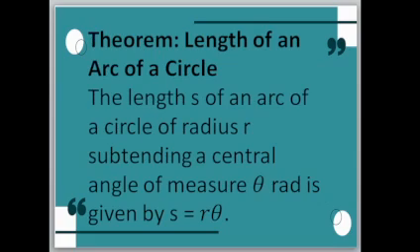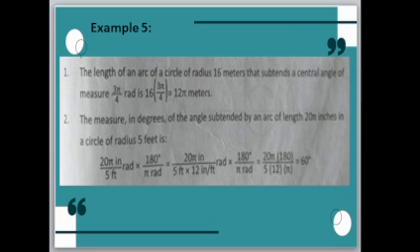We will go to this theorem. The length of an arc of a circle. The length s of an arc of a circle of radius r, subtending a central angle of measure in radian, is given by s is equal to r times the given central angle. We will proceed to example 5.